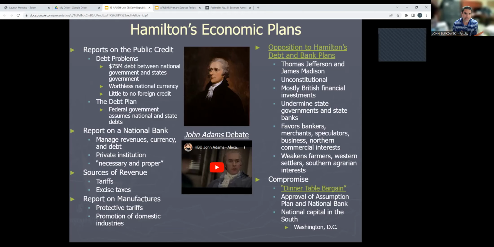Only 20% of the stock or shares in this bank will be held by the federal government, or held in public hands. The rest of it, 80%, is going to be held in private financial interests, private bankers, private investors. Even some British foreign investors are going to have their hands in this. 80% is going to be in private hands. Why does Hamilton suggest this? Well, that 20% keeps it in public hands.